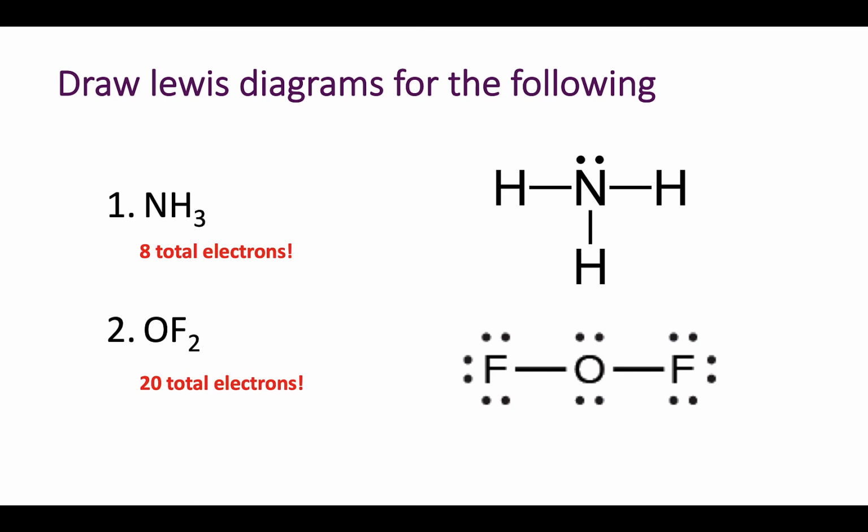So fluorine should have 3 remaining lone pairs because it has 7 electrons total and is only sharing 1. And if we count all these up, we'll do the lone pairs first. So 2, 4, 6, 8, 10, 12, 14, 16 lone pair electrons. And then there are 2 bonded pairs, so that's 4 more electrons, and there we have our 20 total electrons.